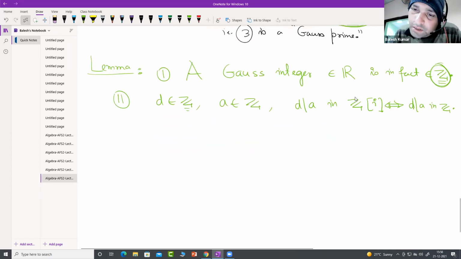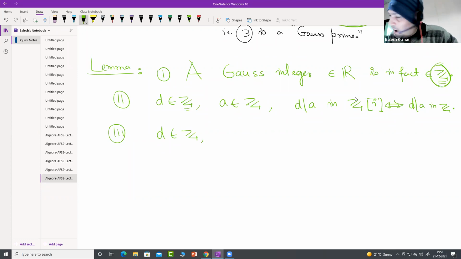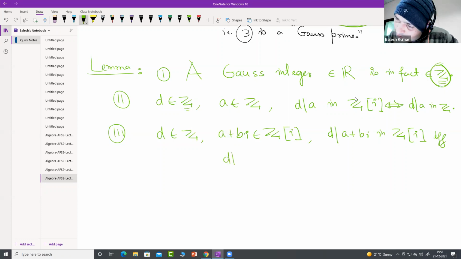And the third one is that if you have an ordinary integer, say d belongs to Z, and let's say you have a Gaussian integer a + bi belongs to Z[i]. Then this part of the lemma says that d divides a + bi in Z[i], so this divisibility is in Z[i], if and only if d divides a and d divides b. Of course, a and b are integers, so divisibility here one can think of inside Z by part two of the lemma. These are the basic properties of the ring of Gaussian integers, and I hope one can verify them by themselves, either as homework or as tutorial questions, whatever one would like to do.